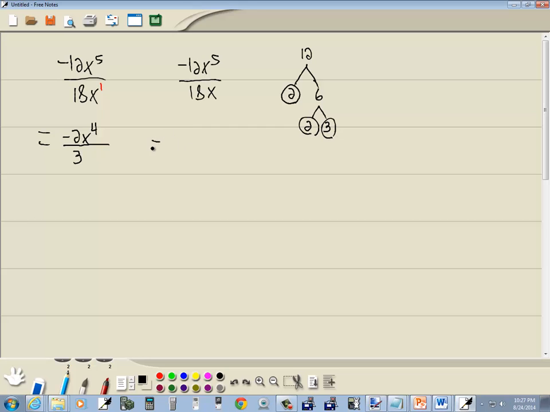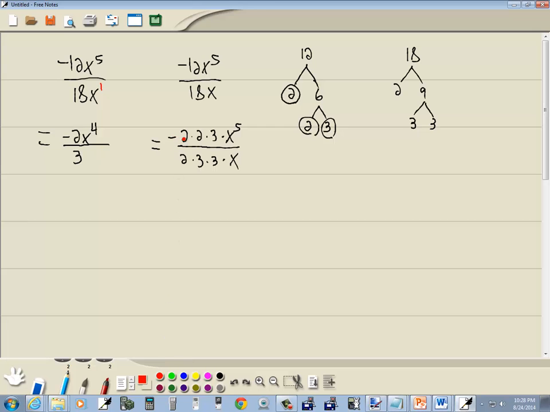So for this top part, I'm going to have a negative, and then 2 times 2 times 3, and I'll still leave it as 5 x's there, like that. I won't write it out, because that could be x to the 50th, so you don't want to write out 50 x's. Now for 18. If I do the prime factorization of that, that's 2 times 9, and 9 is 3 times 3. So this will be 2 times 3 times 3 times an x.